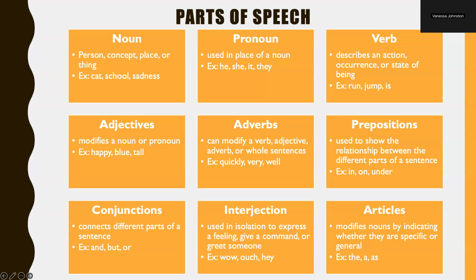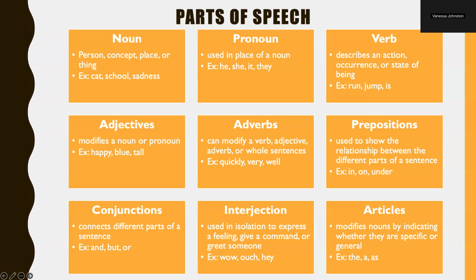So really quickly, the parts of speech. We have a noun, which is a person, concept, place, or thing. We have pronouns, which are used in place of a noun, such as he, she, they. Verbs describe an action, occurrence, or state of being. So run, jump, is. Adjectives modify a noun or a pronoun. So happy, blue, tall. Adverbs can modify a verb, an adjective, an adverb, or whole sentences. So adverbs are things like quickly, very, well.